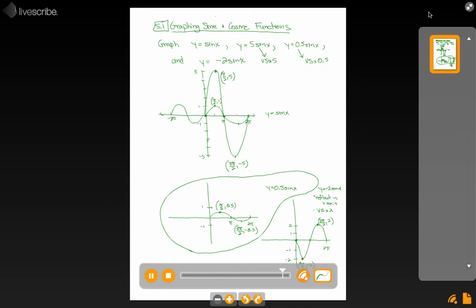You notice I've only bothered to draw one cycle of each of these graphs. Really, that's enough for me to see that you understand what the transformation did. Obviously, follow the directions for any question in your book. If it says draw 2 cycles, or draw this from negative 2 pi to 2 pi, or from 0 to 2 pi, follow those instructions accordingly.